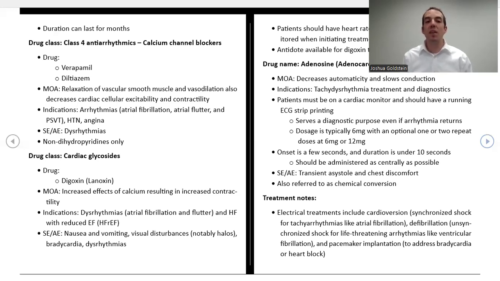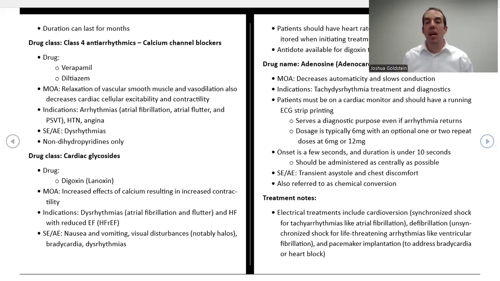This does have a bunch of side effects, including nausea and vomiting, which tons of medications have. It can also cause visual disturbances, bradycardia, and dysrhythmias. The visual disturbances, I've seen this on a bunch of test banks, so I did specifically write it down here. It can cause halos around lights, where, like when you don't have your contacts or glasses in, all the lights look like they have halos around them. That can come from digoxin toxicity, where a patient has too much digoxin.